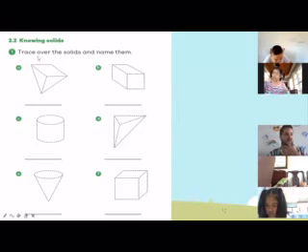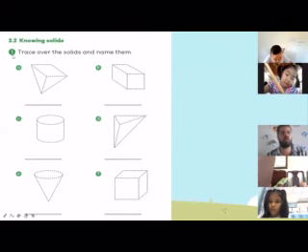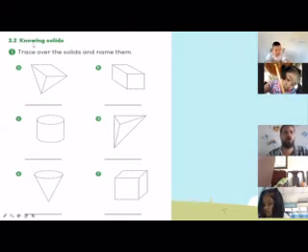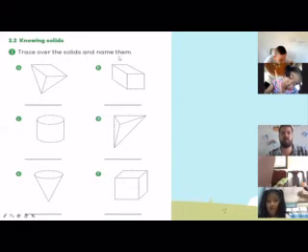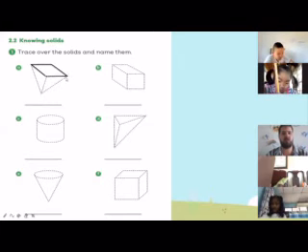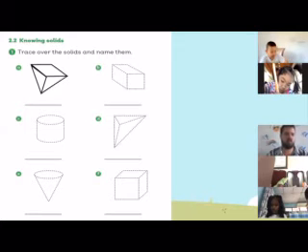So on page 25, we're going to do exercise 1. It says knowing solids. So we need to know our shapes. It says trace over the solids and name them. So we need to trace our shape. So let's do A first. First I want you to trace out the shape, and then we need to name it.